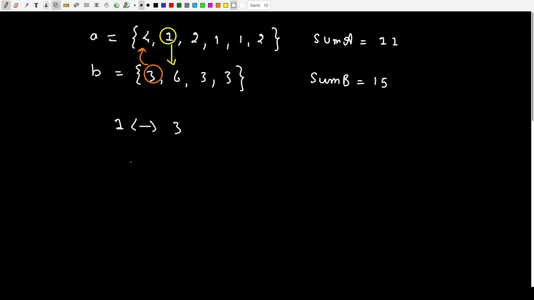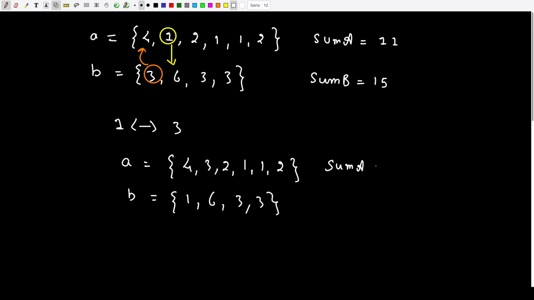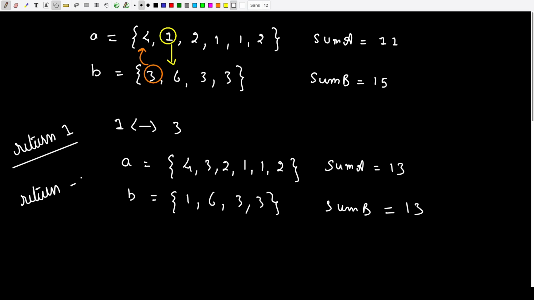And after doing so, array A will look something like this and array B will look something like this. Now if we calculate the sum of the arrays, the sum of array A is 4 plus 3 plus 2, that is 13, and the sum of array B is also 13. So if by swapping one pair of elements we are able to make the arrays equal, then in such a case we are supposed to return 1. And if there doesn't exist any such pair, then we need to return -1. So that's about the problem statement, folks.